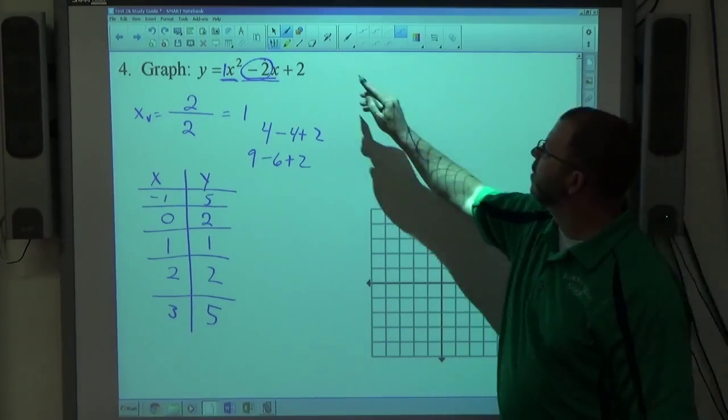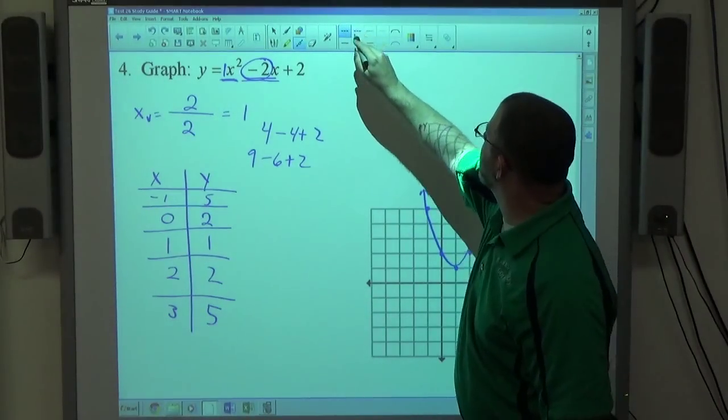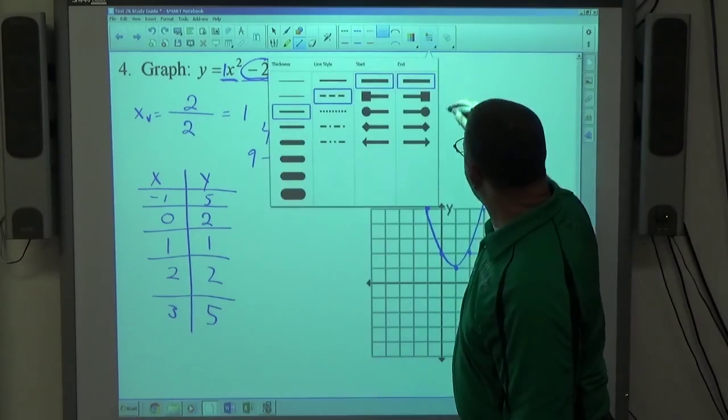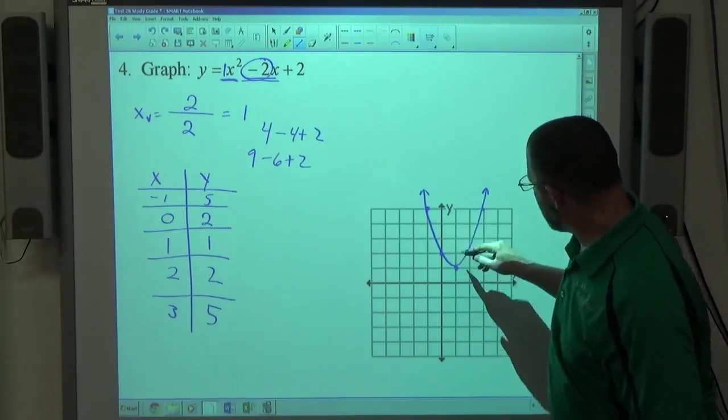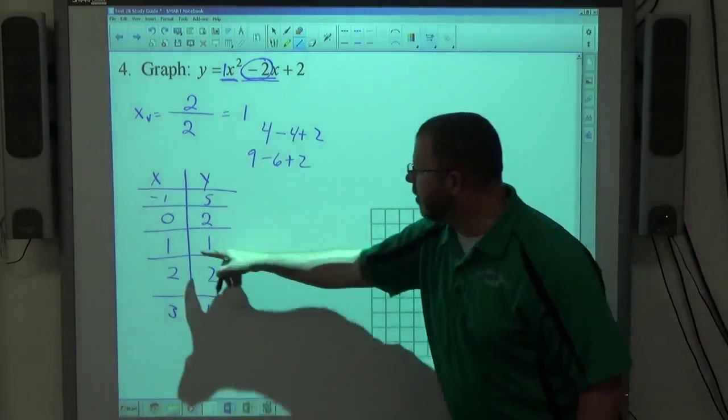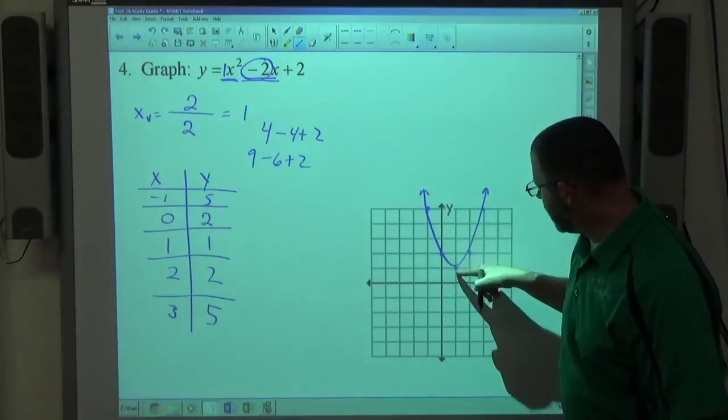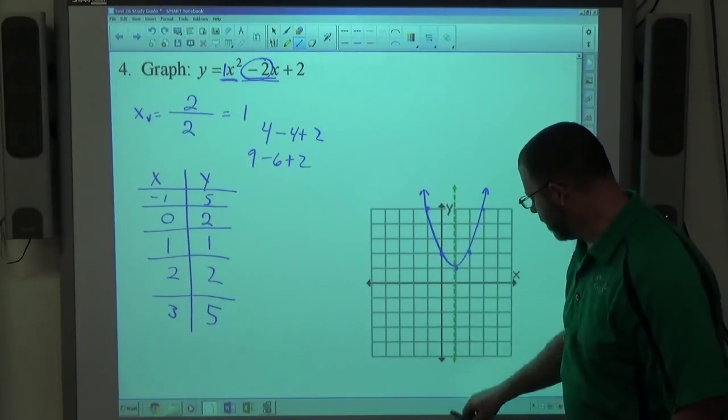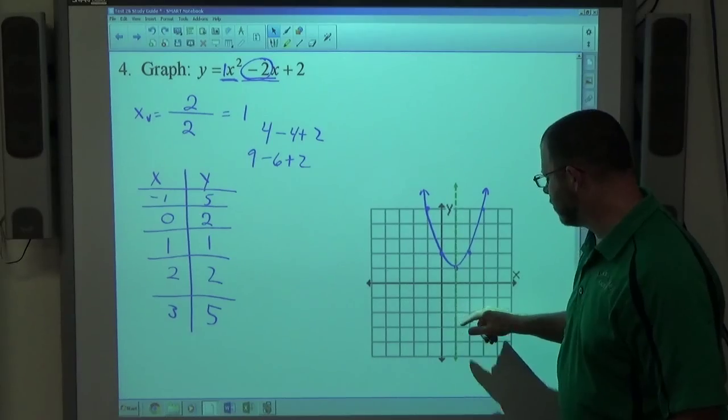And the only other thing I want to do is include an axis of symmetry. I always put an axis of symmetry in there. And all that is a vertical line that crosses through the vertex. So my vertex is 1, 1. My vertex is here, 1, 1. Vertical line goes right through the vertex. There's my axis of symmetry.